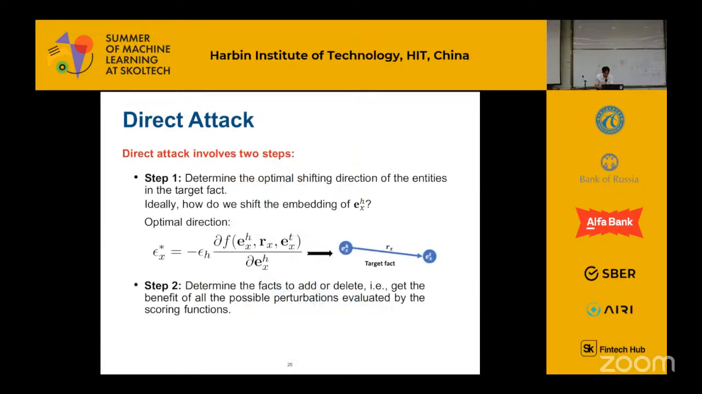I will also use the whiteboard in order to describe how this attack happens.